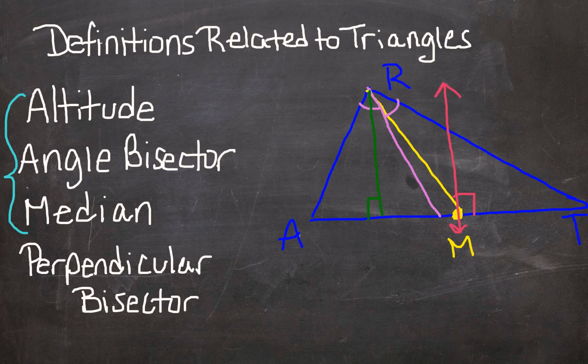How about the altitude? Which one do you think that is? Remember, the altitude goes from the vertex perpendicular to the opposite side. If you said the green, you got it right.